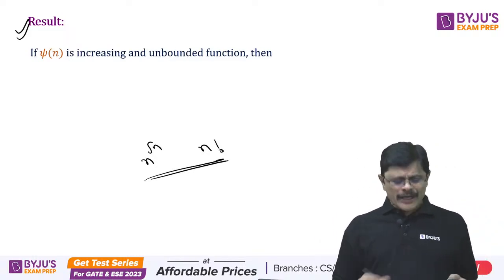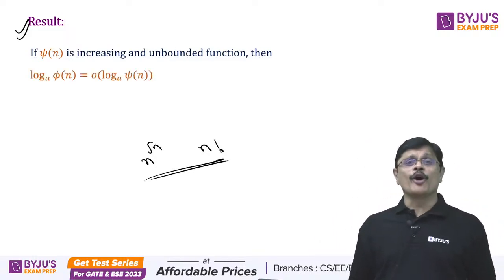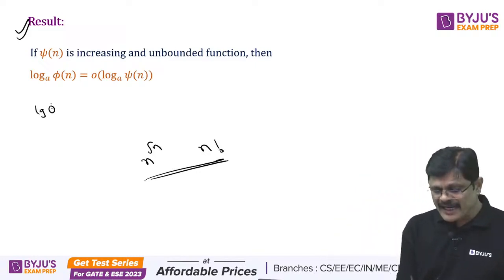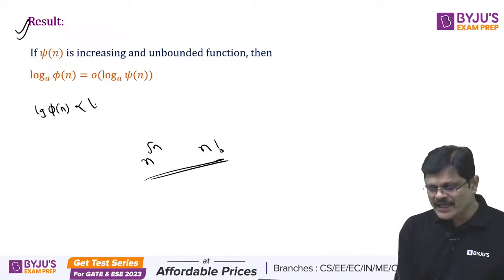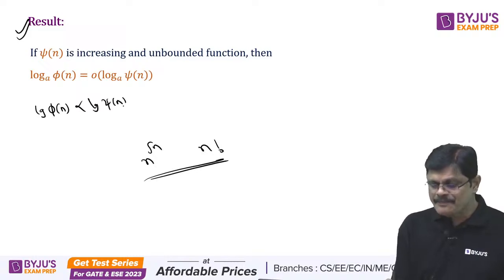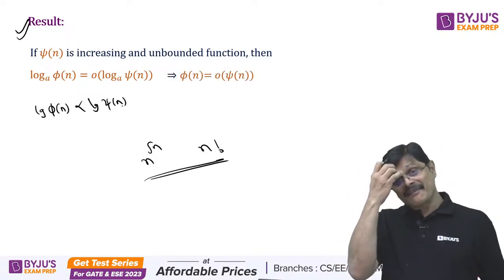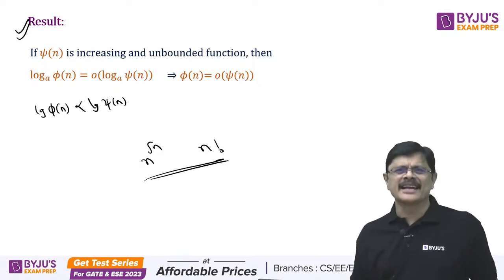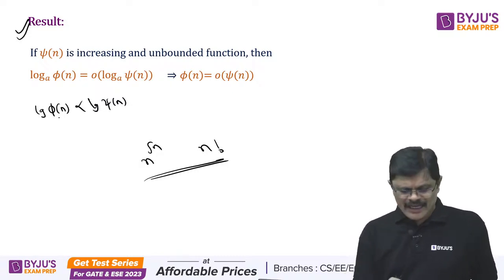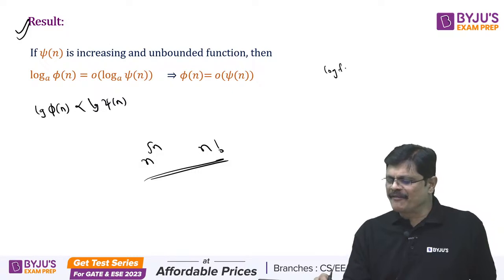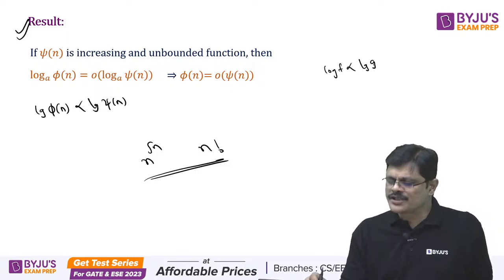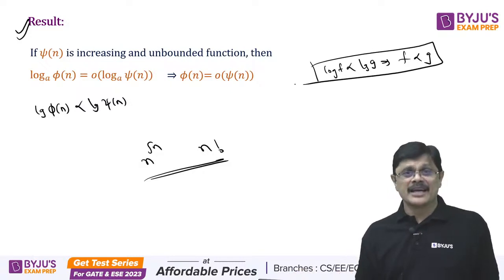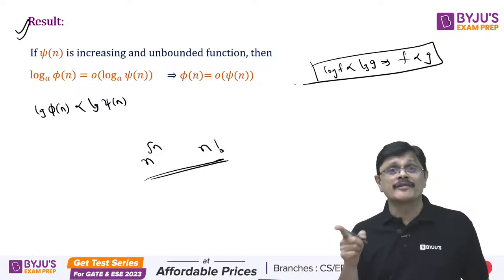Okay, so according to this result, suppose log phi n is small o of log psi n, that is, log phi n is asymptotically smaller than log psi n. In that particular case only we can say phi n is smaller than psi n. If you don't like phi and psi, you can replace them with f and g: if log f is smaller than log g, then f is smaller than g. That is the result, my dear friends, and we can use it for solving many problems.